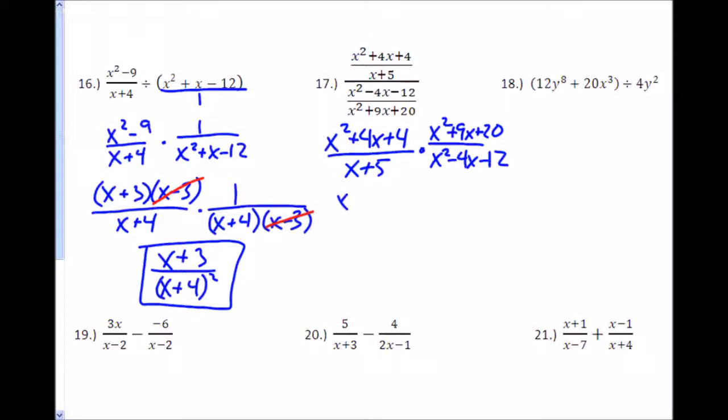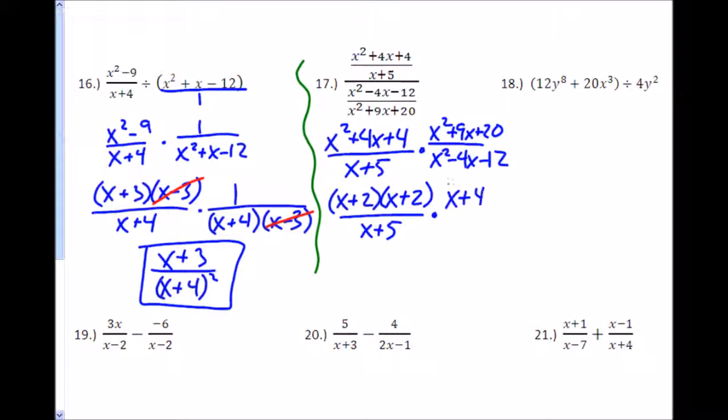This first numerator factors into an x plus 2 times an x plus 2. Denominator stays exactly the way it is. Over here, this factors into an x plus 4 and an x plus 5. The denominator factors into an x minus 6 and an x plus 2.